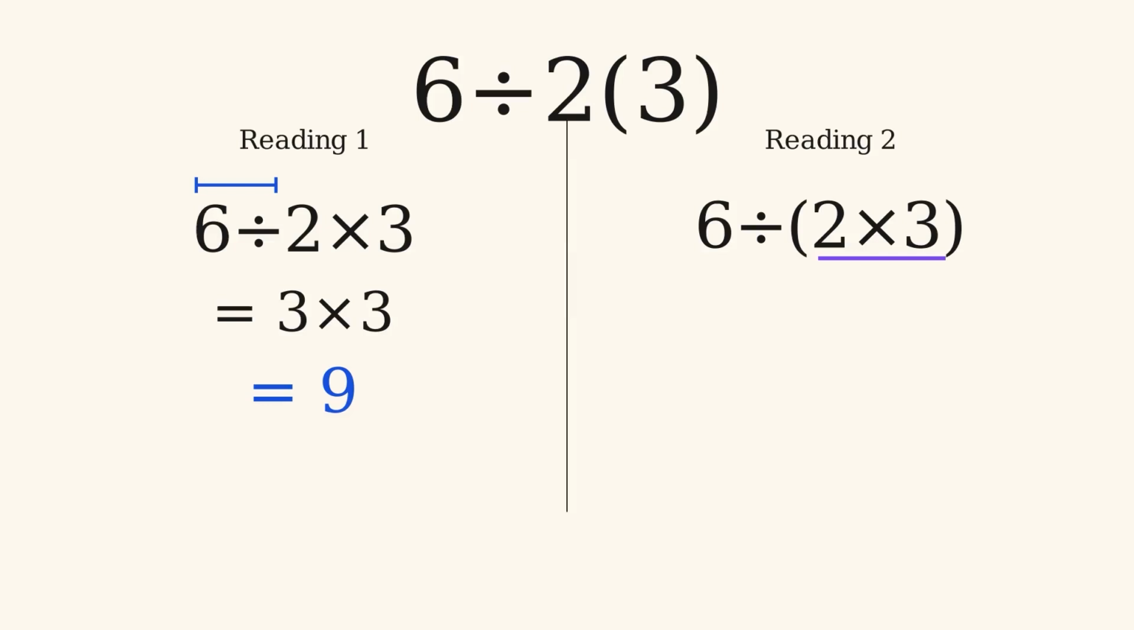The second camp looks at that 2 sitting directly against the bracket and says, those two things are glued together. They're one compound term, so you divide 6 by the whole thing. 2 times 3, which is 6. 6 divided by 6 is 1. Two completely different operations, both sensible. Both following a rule. That's not a trick. That's what ambiguity looks like in practice.